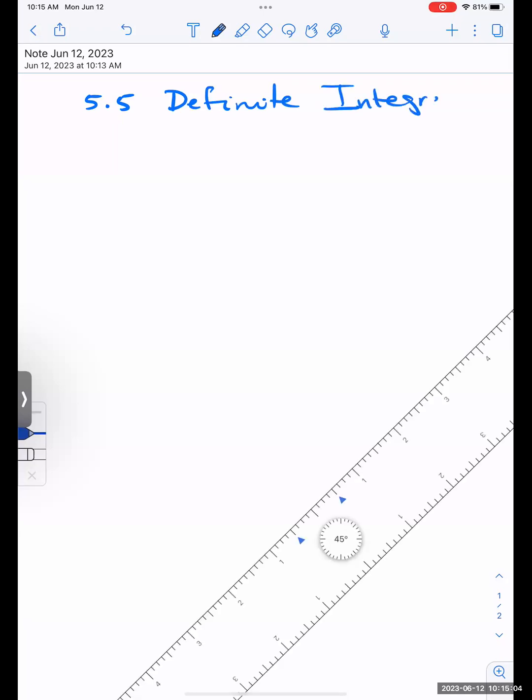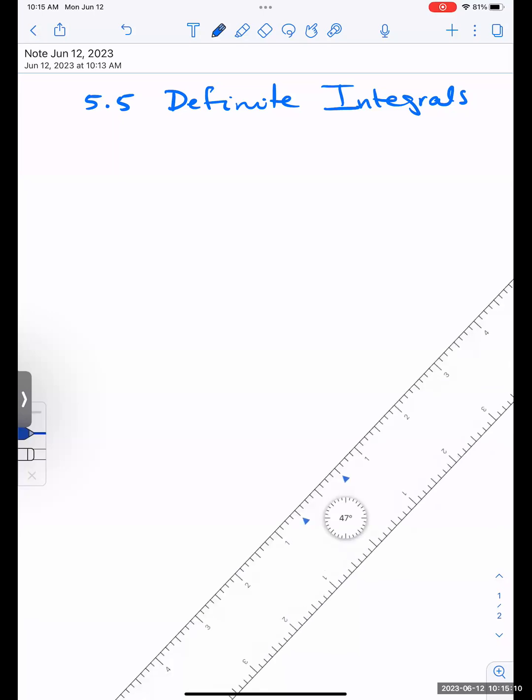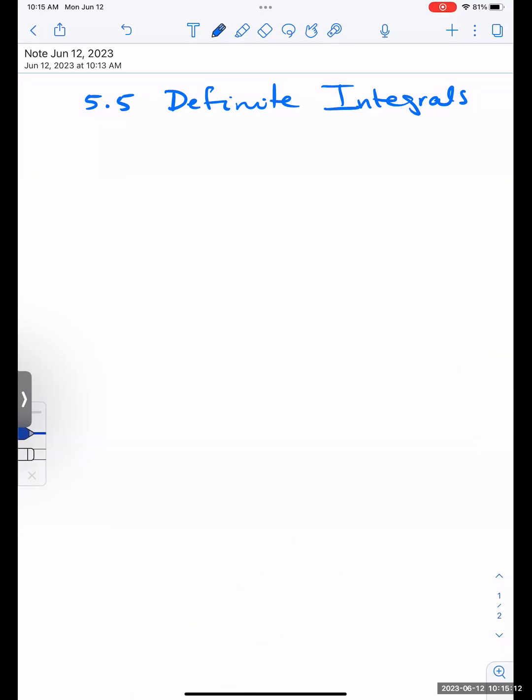So here's 5 definite integrals. And then we're going to talk about U substitution. So I'm going to give you an example. Example 1.